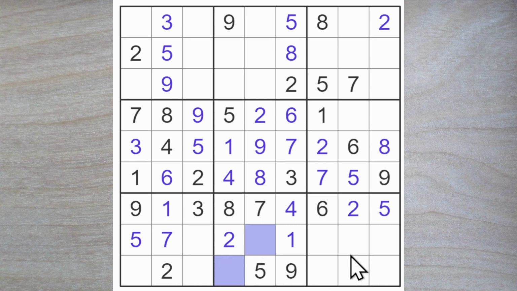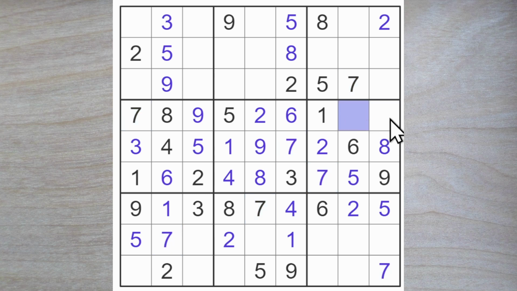3, 6 here. Come on, give me something. Yes, a 7 for the corner. We got 7's blocking down and a 7 blocking over. Here's a 7. Very good.